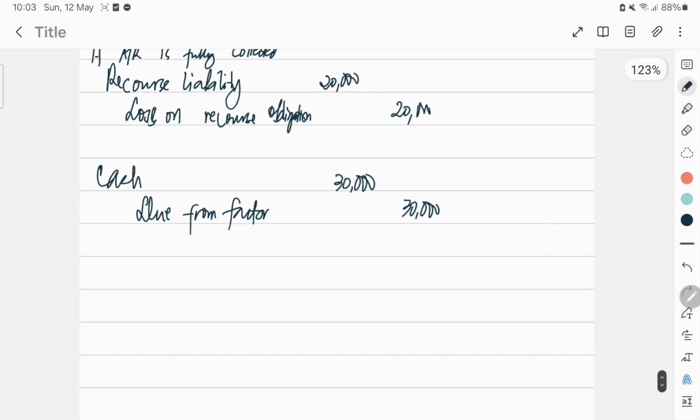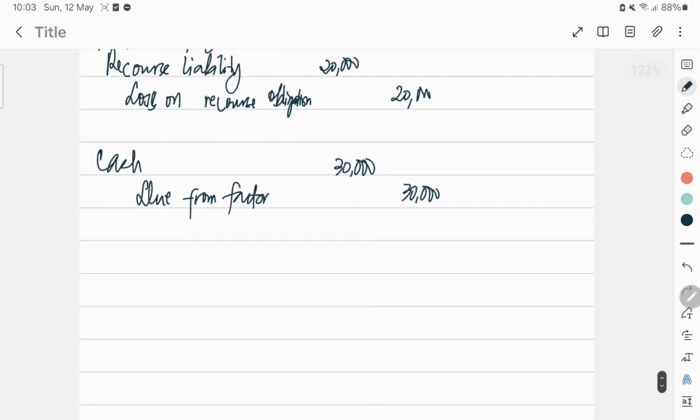Gusto ko talaga itong tablet gamitin. And yung sa notes ko. Okay, due from factor. So this is collection of factor's holdback. Holdback. Yun.